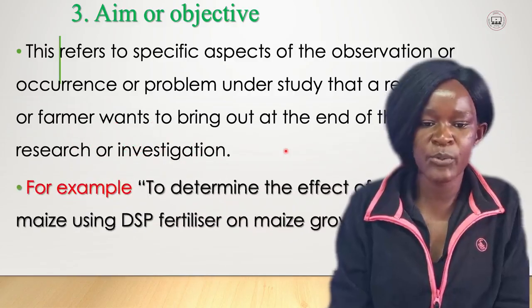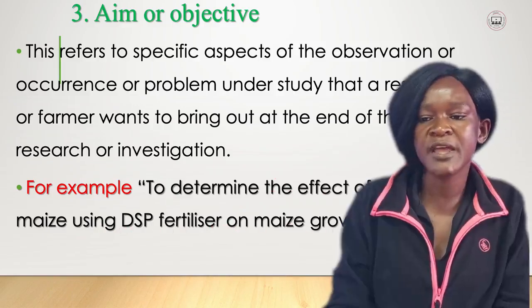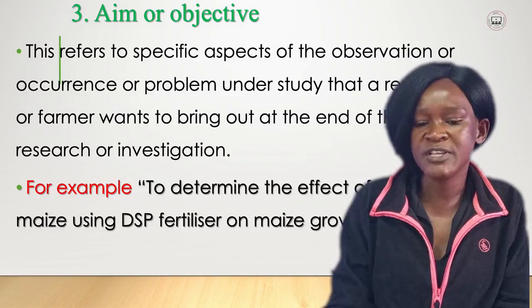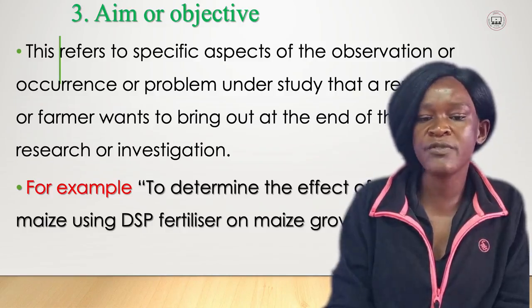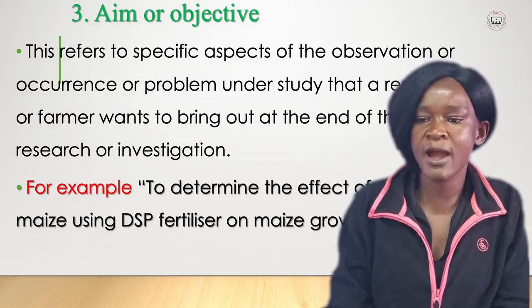According to the problem which we identified, our aim therefore can be to determine the effect of planting maize using GSP fertilizer on maize growth. To determine the effect of planting maize using GSP fertilizer on maize growth. So that can be the aim of the experiment, depending on the problem which we identified earlier on.